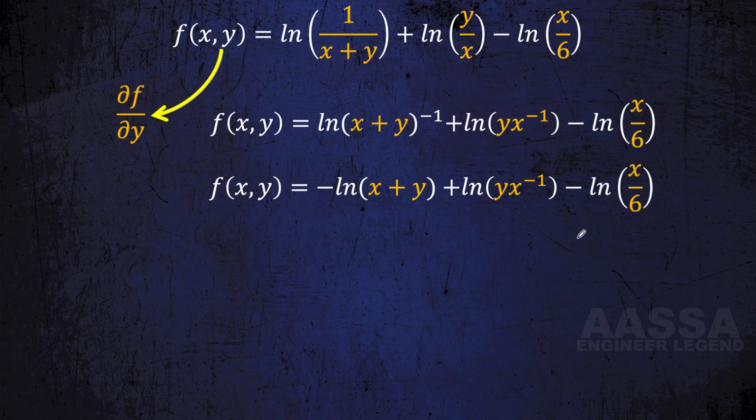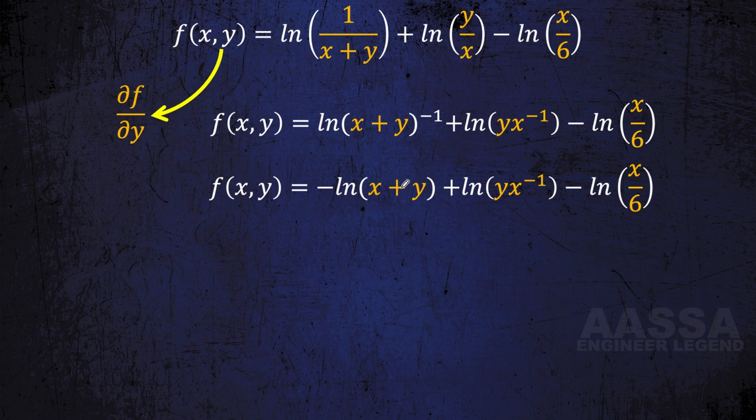Now we're going to differentiate with respect to y. This one is going to become 0, because we don't have any y here. What about here? The derivative of this with respect to y: x is just a constant. If we differentiate y with respect to y, it's going to become 1. So we're going to be left with x to the power negative 1.